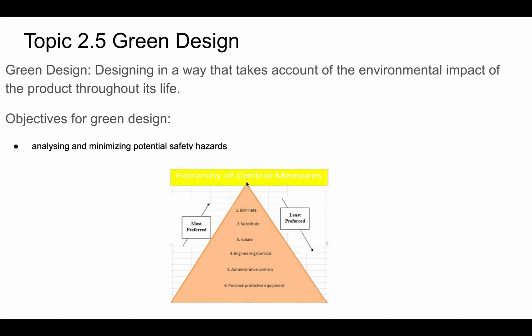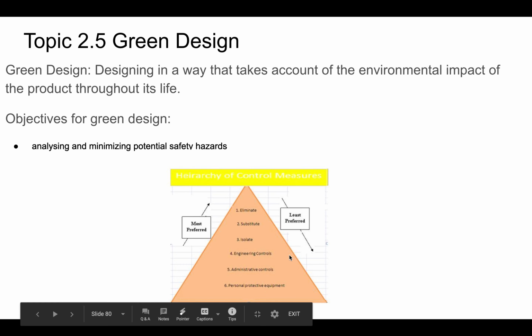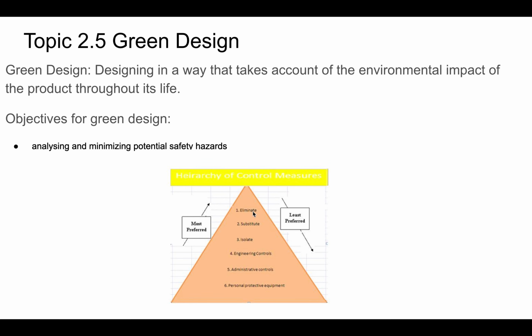Okay, we want to reduce safety hazards, right? So we want to kind of follow this pyramid. We want to eliminate safety hazards as much as possible. Worse than that, you could substitute so that you have something that is less unsafe. You can isolate it, so that means make sure that the safety issue is contained somewhere. This is like putting tape on the floor, like we do in the wood lab, so that you don't walk into a place where you can actually hurt yourself.